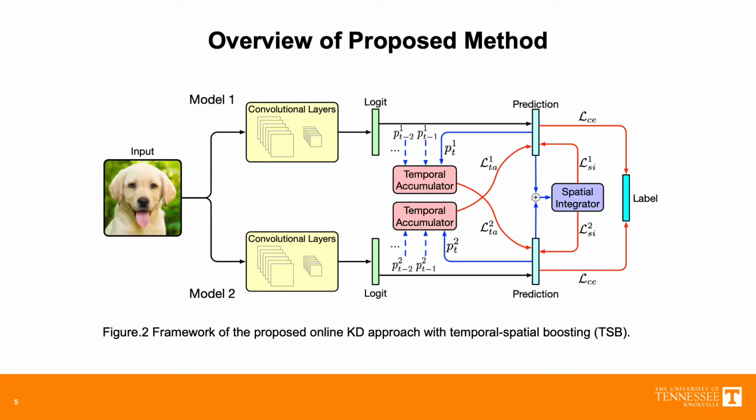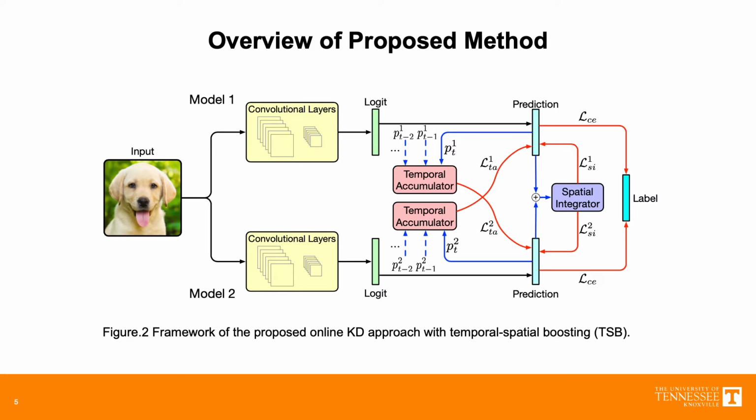This figure shows the framework of the proposed method in the context of image classification. Built upon the classical deep mutual learning framework, we introduce two novel modules, the temporal accumulator and the spatial integrator. The temporal accumulator takes the historical predictions and current prediction as input to generate an accumulated prediction as the transferred knowledge. The spatial integrator takes in the predictions from all students and generates an enhanced prediction as knowledge.